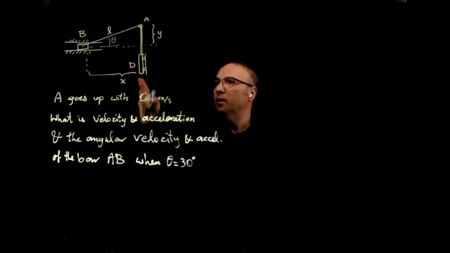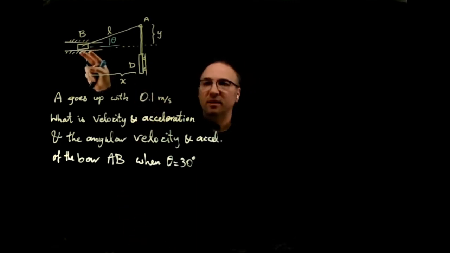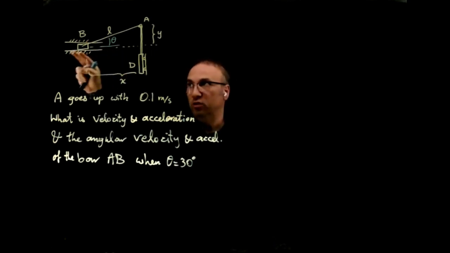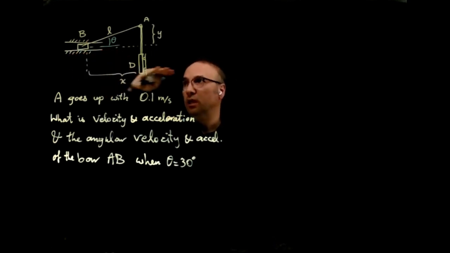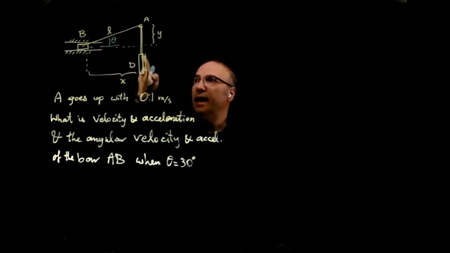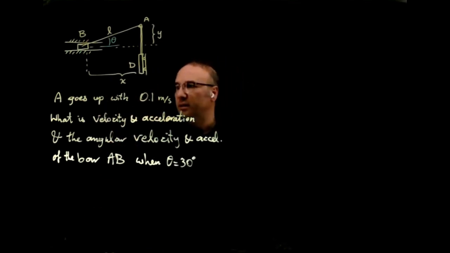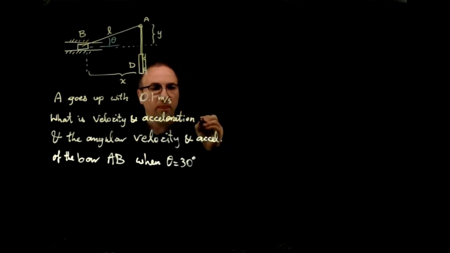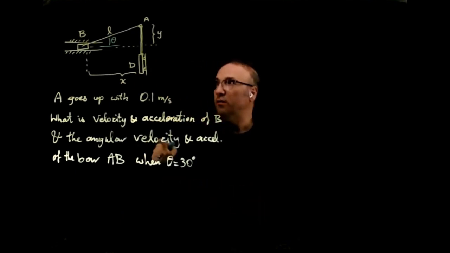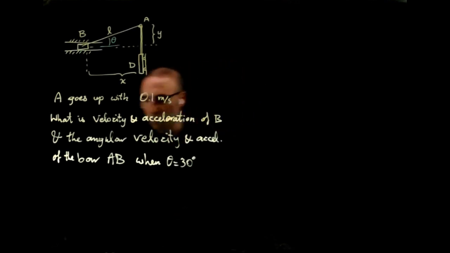All right, in this problem, we have this slide going in the x direction. It is restricted to move in the x direction only if we consider this as x direction. And this is a piston on a bar that is going in the y direction, and it is going up with a speed of 0.1 meter per second. So we want to find the velocity and acceleration of B, and the angular velocity and the angular acceleration of the bar AB when theta equals 30.